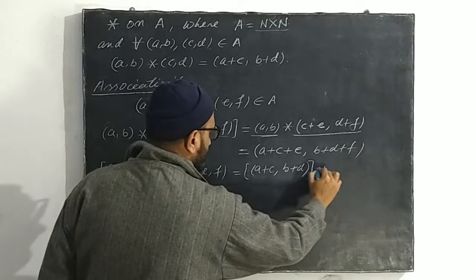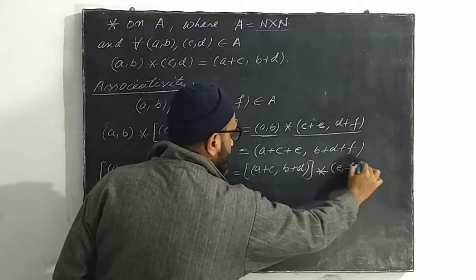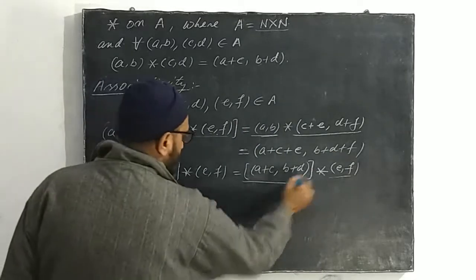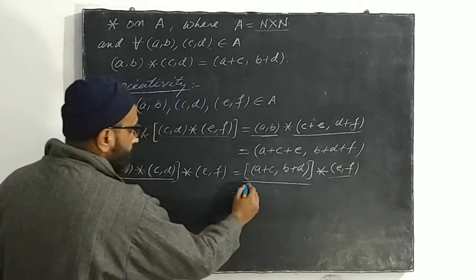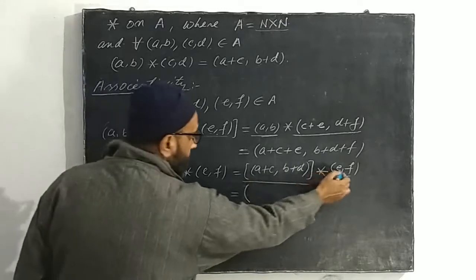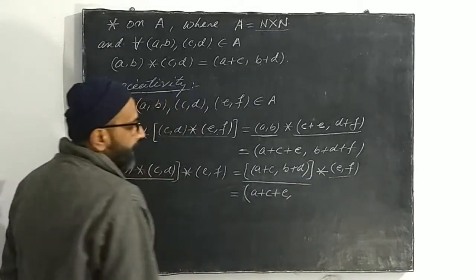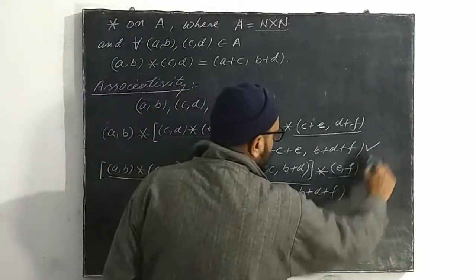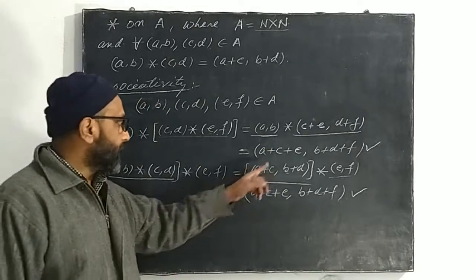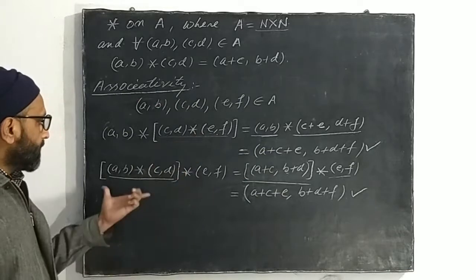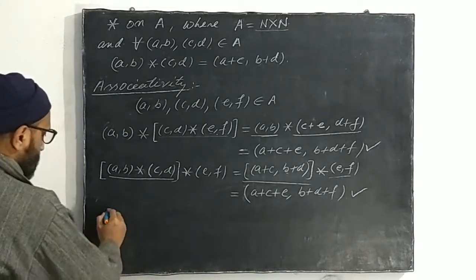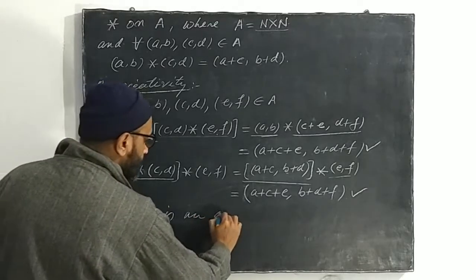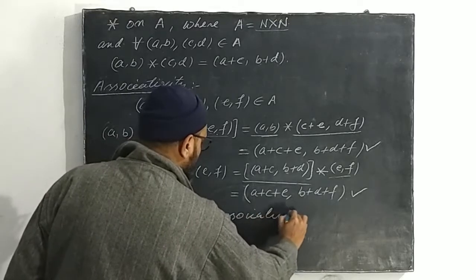and star (e, f) as it is. Now we have two elements. The first element is the ordered pair (a plus c, b plus d), and the second element is (e, f). Now we have to apply this operation between these two. So according to the definition, we get an ordered pair having the sums of these elements: a plus c plus e, and the sum of the second elements b plus d plus f. So comparing these two, we come to the conclusion that we have the same right hand side whether we are grouping the second and the third term, or we are grouping the first and the second term. So we may say that star on A is an associative binary operation.